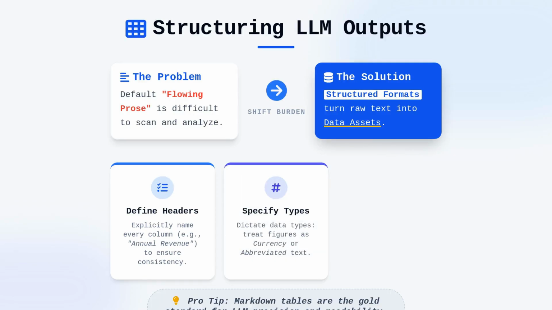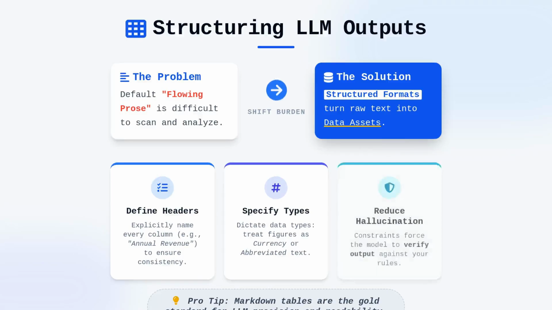You should also specify the expected data type for each column, telling the model to treat the revenue figures as currency or to abbreviate the industry names. This prescriptive approach reduces hallucination and forces the model to verify its output against the constraints you have provided.